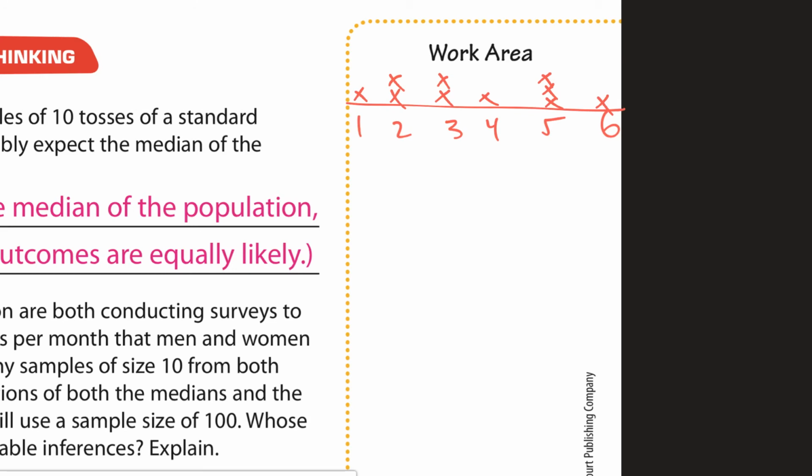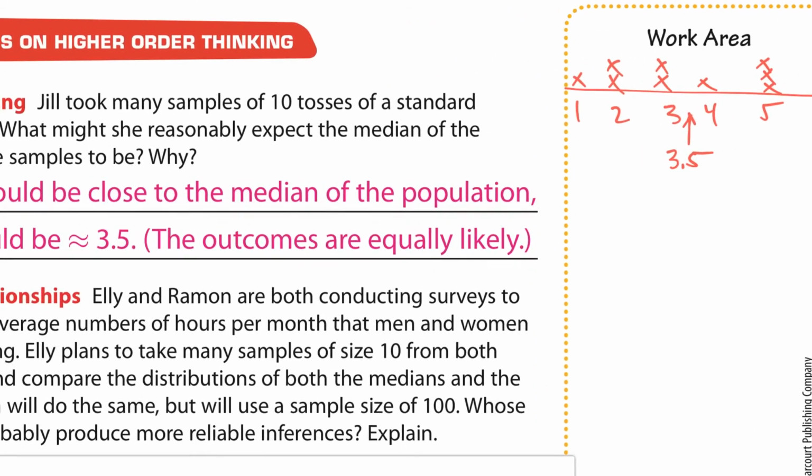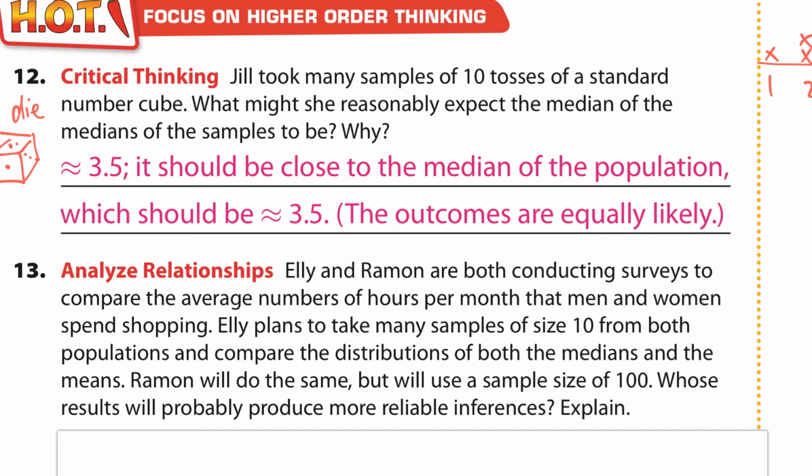And so if I did this, you would basically expect the median to happen right in the middle. Well, the middle is 3.5, right? It's in between 3 and 4. So that's what you would expect here because, like I said, everything's equally likely. So that's why the answer here is about 3.5. It should be close to the median of the population, which should be about 3.5.